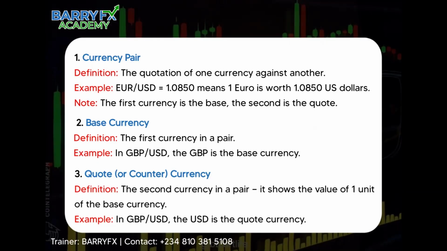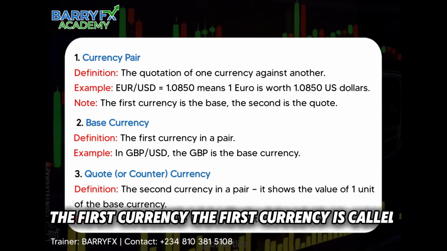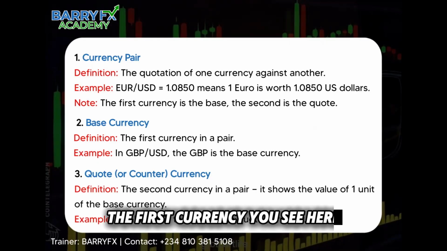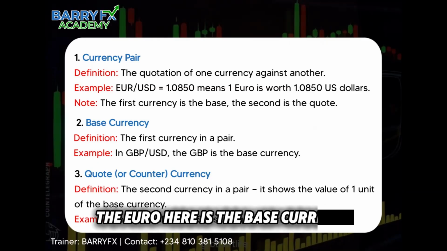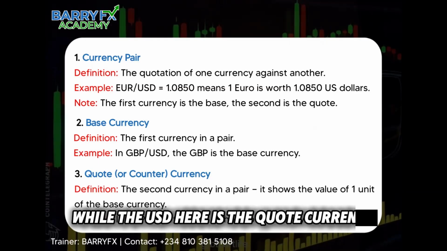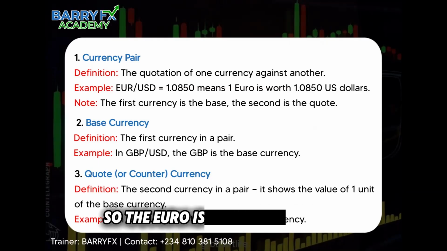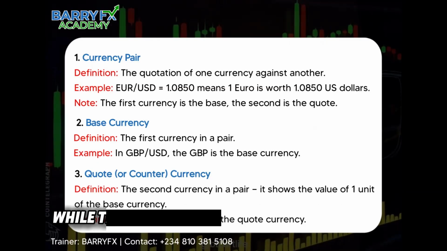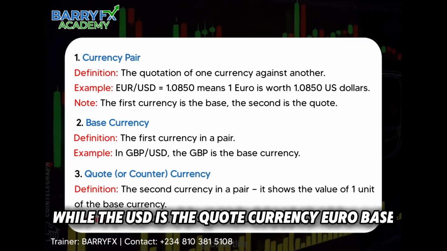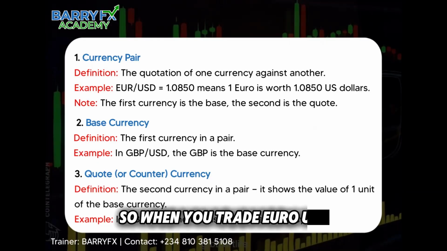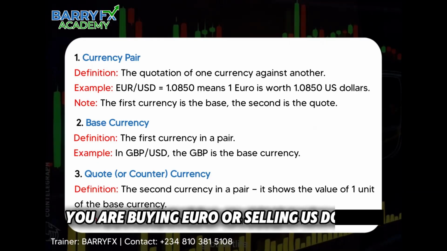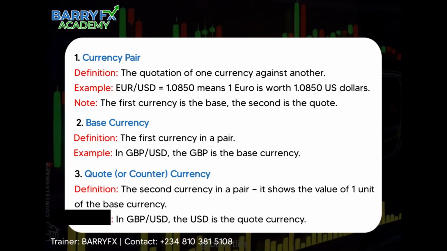The first currency is called the base currency. Let's say, for example, the pair is EUR/USD. The euro here is the base currency, while the USD is the quote currency. Euro base currency, USD quote currency. So when you trade EUR/USD, you are either buying euro or selling US dollars. That is how it works.